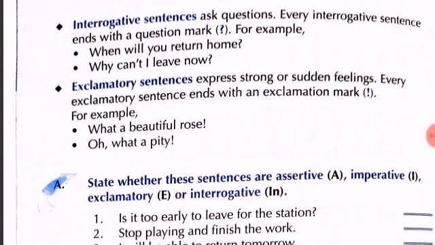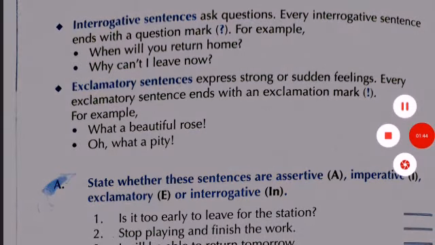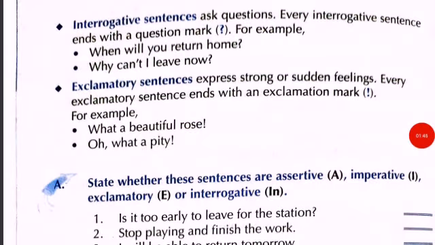Next, interrogative sentences ask questions. Every interrogative sentence ends with a question mark. For example, when will you return home? Why can't I leave now? If you notice, both of these sentences end with a question mark.